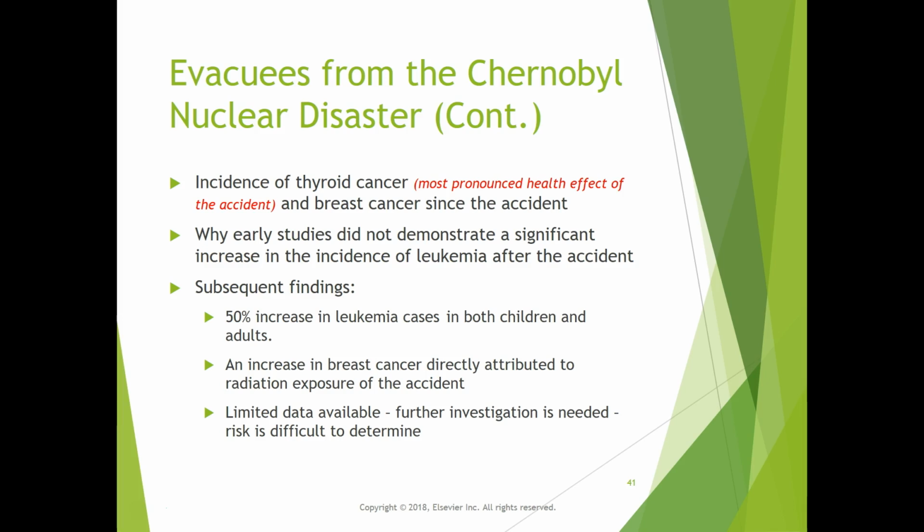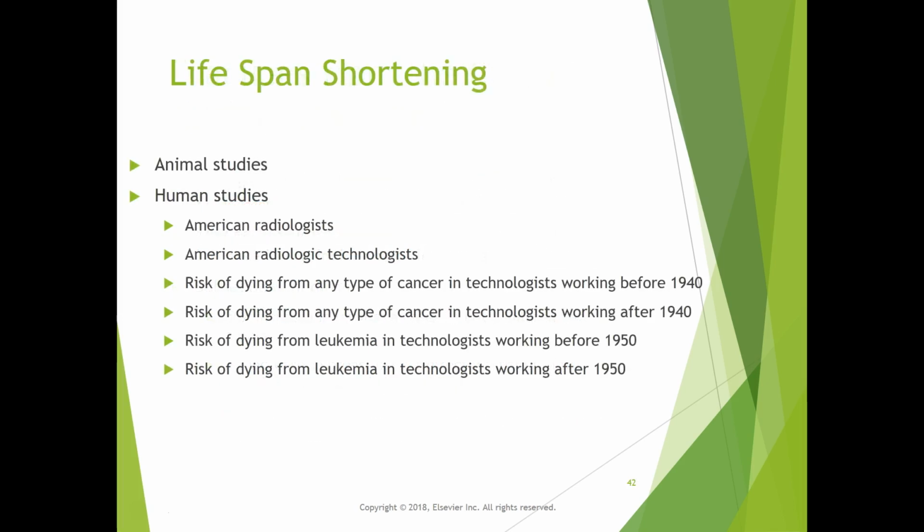That's on page 171. They have found now that there was a 50% increase in leukemia cases in both children and adults, and an increase in breast cancer. This is just a slide about the studies that are currently being done to study lifespan shortening from radiation.